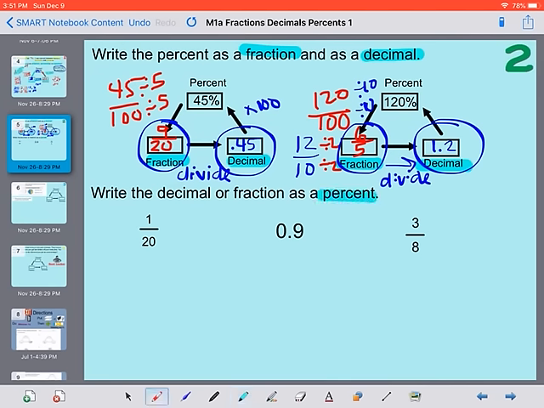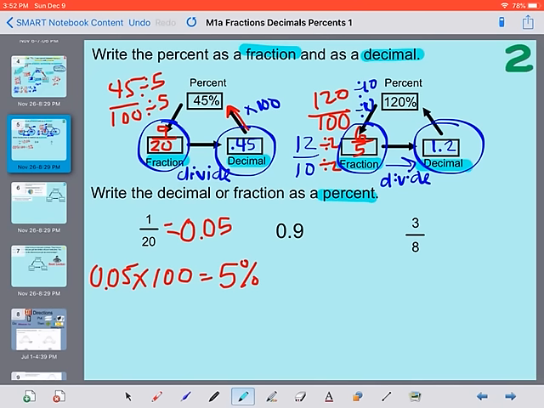So to get from a fraction to a decimal, we're simply going to divide. 1 divided by 20 is, turn my calculator on. 1 divided by 20 gives me 0.05. And then to get up to the percent, we need to multiply by 100. So 0.05 times 100 would give me 5%. All I did was convert it to a decimal first.